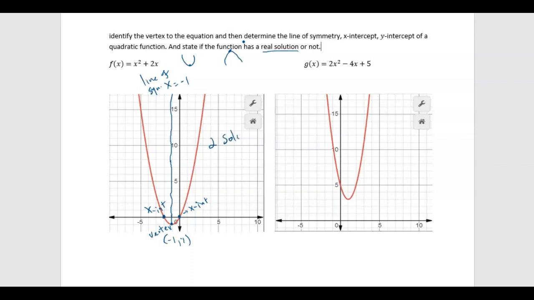That's going to be two solutions, and that's the maximum a quadratic function can have. A quadratic function can have one solution, two solutions, or no solution, so no more than two. In this case, we have two solutions because we have two x-intercepts.